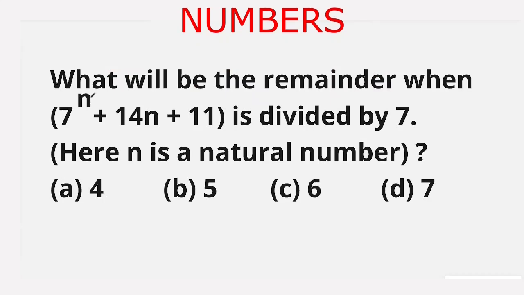Our question is, what will be the remainder when 7 to the power n plus 14n plus 11 is divided by 7? Here n is a natural number. The given options are option A 4, option B 5, option C 6, option D 7.